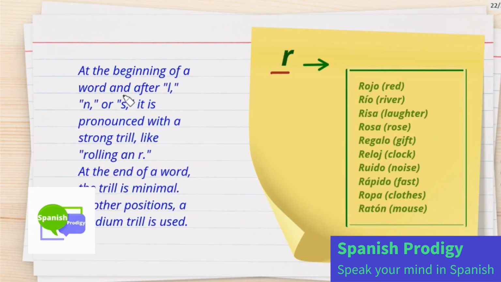The letter R. At the beginning of a word and after L, N, or S, it is pronounced with a strong trill, like rolling an R. At the end of a word, the trill is minimal. In other positions, a medium trill is used.